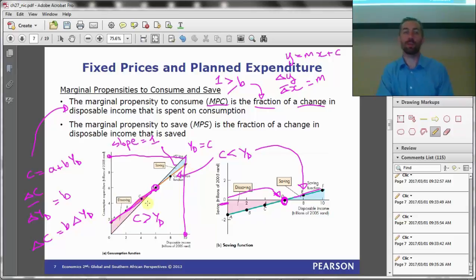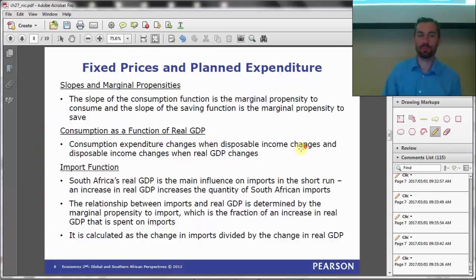must lie at some point above the consumption function. The slope is less than 1, so that means the consumption function must lie above the 45-degree line at some point and below the 45-degree line at some point, as long as we have a positive intercept. If A was not positive, then our consumption function would just sit below the 45-degree line at every point, in which case we would always have positive savings. So the slope of the consumption function is the marginal propensity to consume, and the slope of the savings function is the marginal propensity to save.